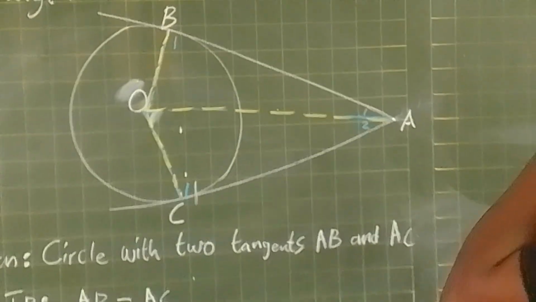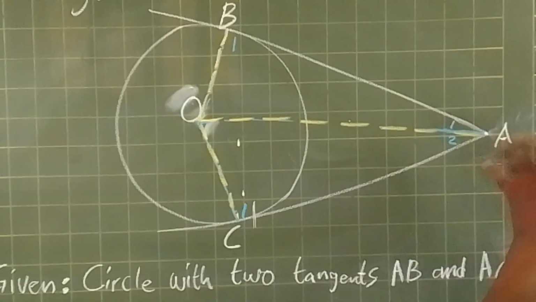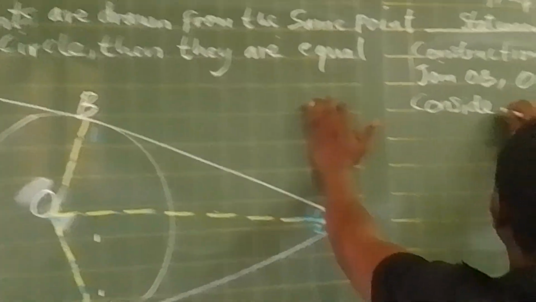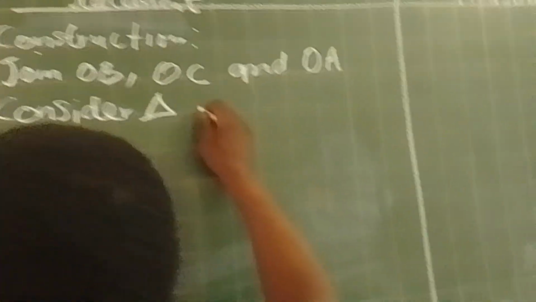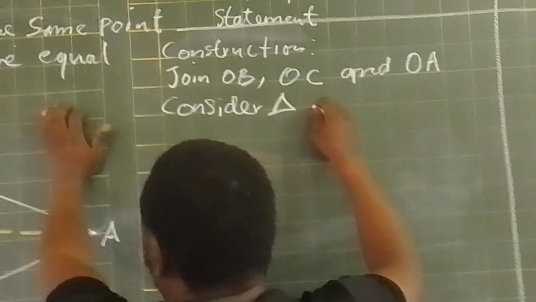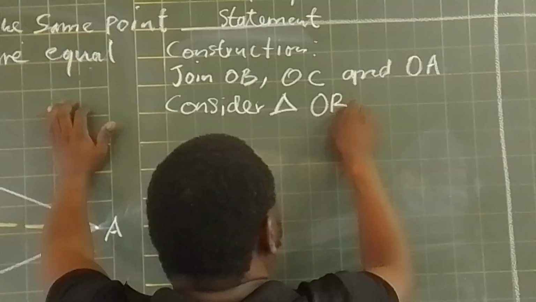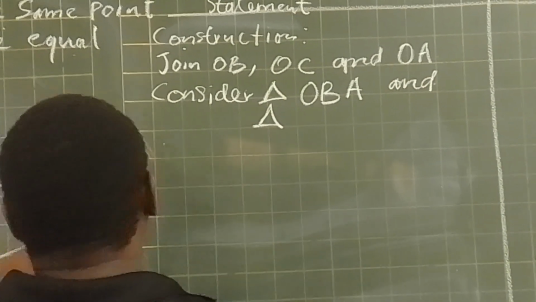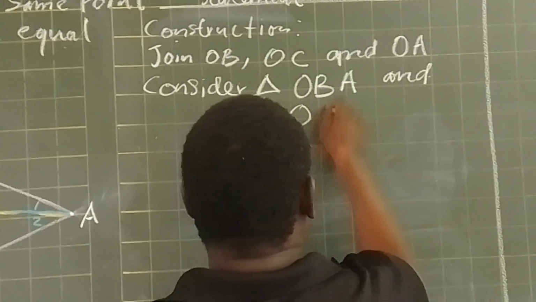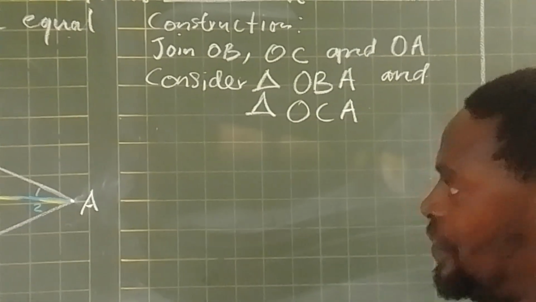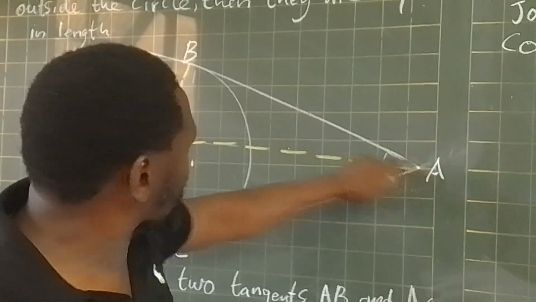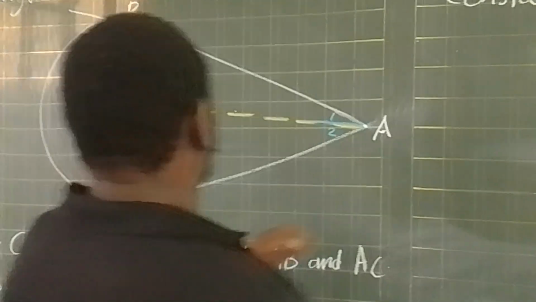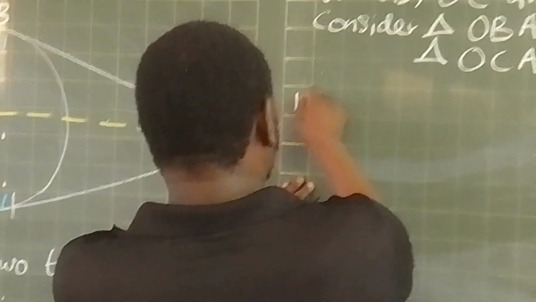Now, we tell the marker that you must consider triangle OBA and triangle OCA. You see, consider this triangle and this triangle. Now we start point 1.